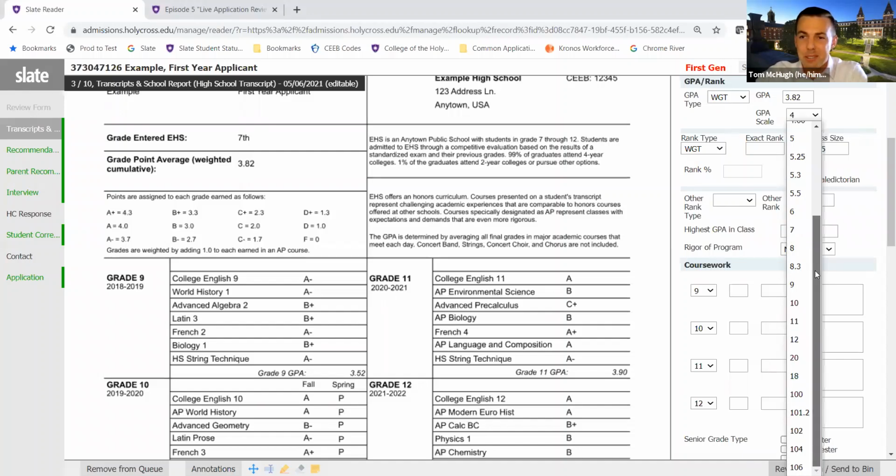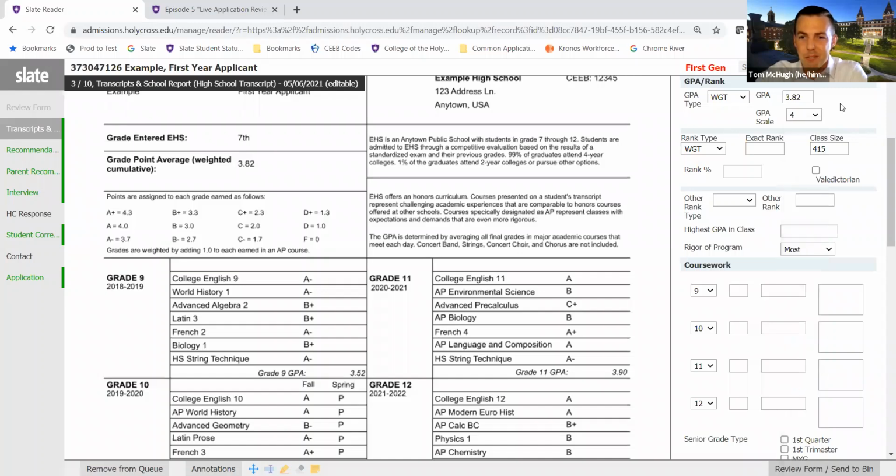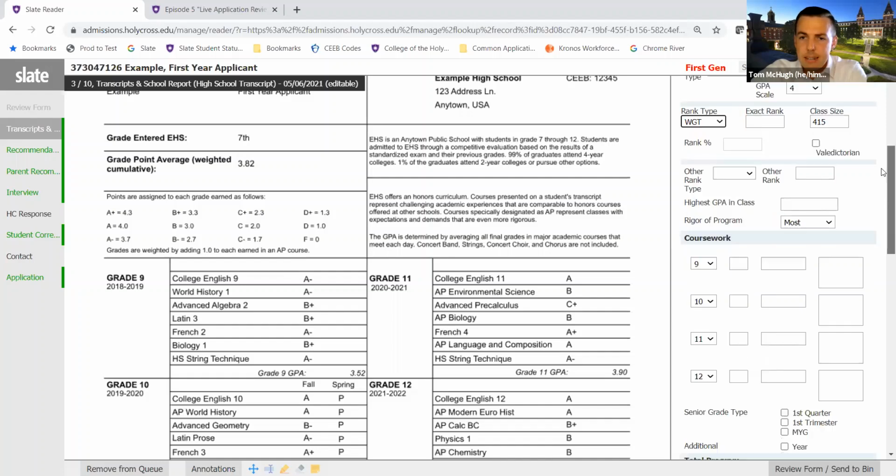So all of those different GPA scales that we have to choose from, that just gives you a sense of how different all of the high schools are throughout the country. And we don't see a lot of schools that rank students at this point. Sometimes there's a range that's provided, but it does allow us to note if a rank is provided to us, if it's weighted, unweighted, or if there's no rank at all.